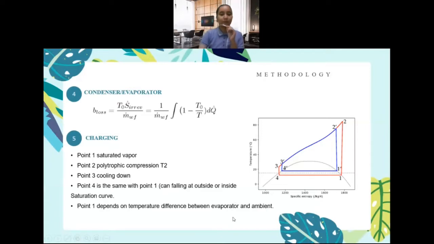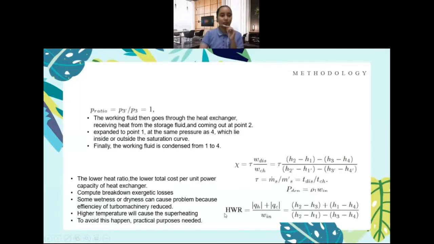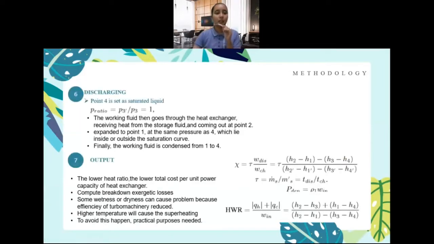Next is discharging. Discharging is actually the same as charging, but the difference is point four is set as saturated liquid. The last one is output. We can see the lower the heat ratio, the lower the total cost per unit power capacity of the heat exchanger. This we can calculate by using HWR.